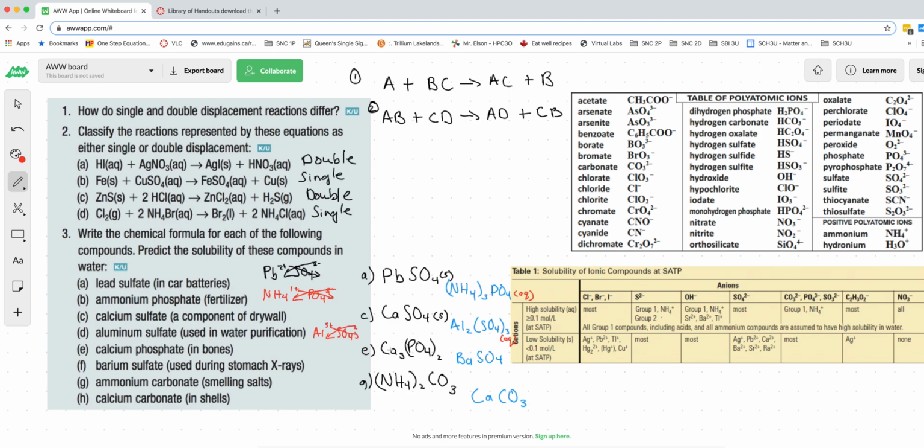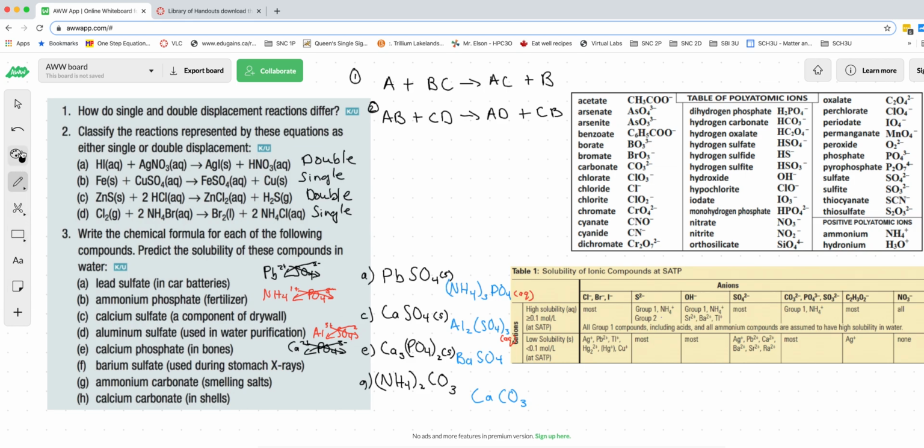Calcium phosphate with the crisscross. Calcium is in group 2. Phosphate has a 3 negative charge, so Ca2 plus. Crisscross, apply the brackets, it doesn't reduce anymore, becomes Ca3(PO4)2, so find phosphate. Calcium is in group 2, so it doesn't fall under group 1, and it is not ammonium, so it falls under most, which means that low solubility for calcium phosphate, and it would form a solid in water.